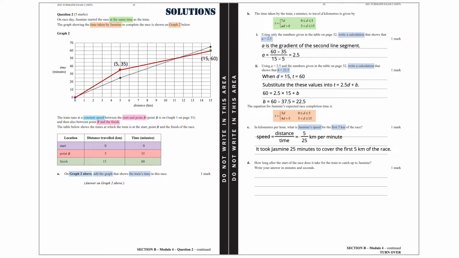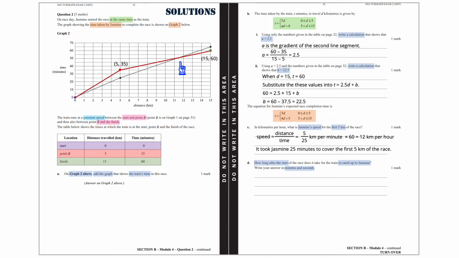The answer must be in kilometers per hour, therefore we need to multiply by 60, and that gives us 12 kilometers per hour. Part D. How long after the start of the race does it take for the train to catch up to Jasmine? Write your answer in minutes and seconds.